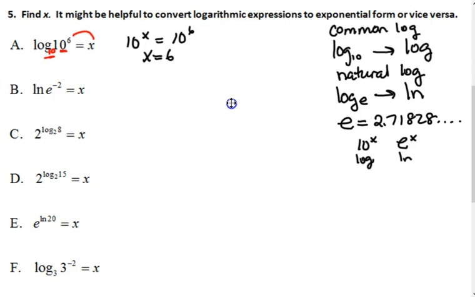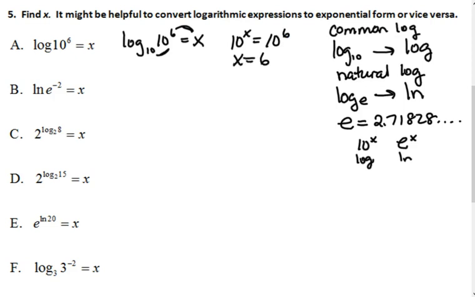Actually, I'd really rather rewrite that. Let me just rewrite this a little bit because that's kind of messy. I'm going to say over here log base 10 of 10 to the 6th equals x. So when I see that these two are the same, these two are going to have to be the same because 10 to the x has to equal 10 to the 6th, so x has to equal 6.